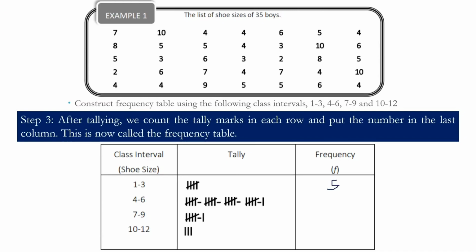For the class interval 4 to 6, that is 5, 10, 15, 20, and 21. So we write there in the frequency 21. 7 to 9 has 6 tally marks, so we put there 6. And then for 10 to 12, it has 3. Frequency of 3. So that is our frequency table.